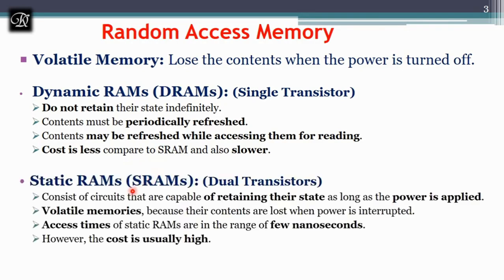Coming to SRAM, static RAM, it uses dual transistors, and it retains the state as long as power is applied, but it cannot retain the data for a long time if power is not applied, because it is volatile in nature. So the access time of the SRAM is higher compared to DRAM, and it is costly because it is using dual transistors.